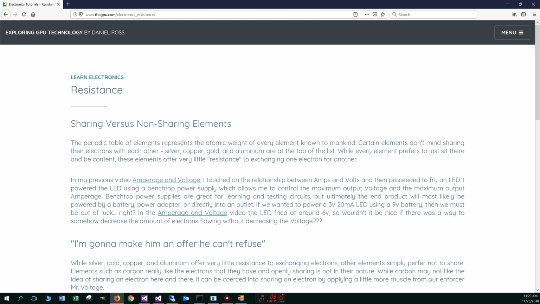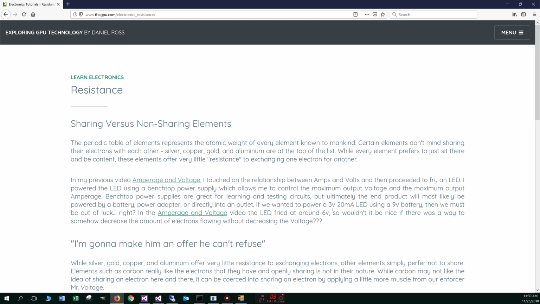In my previous video, amperage and voltage, I touched on the relationship between amps and volts and then proceeded to fry an LED. I powered the LED using a benchtop power supply, which allows me to control the maximum output voltage and the maximum output amperage. Now, benchtop power supplies are great for learning and testing circuits, but ultimately the end product will most likely be powered by a battery, power adapter, or directly into an outlet.